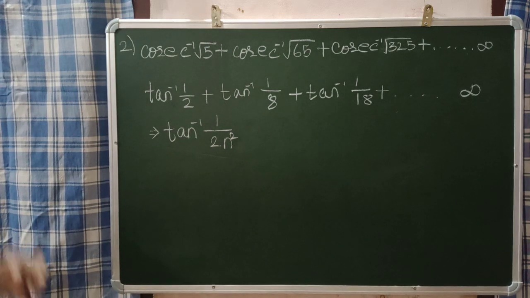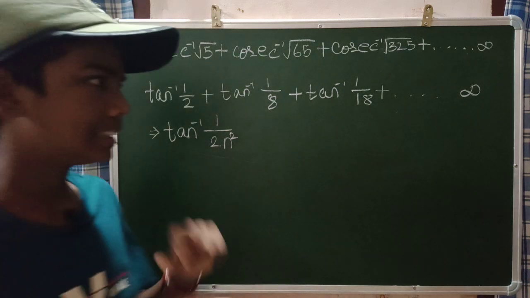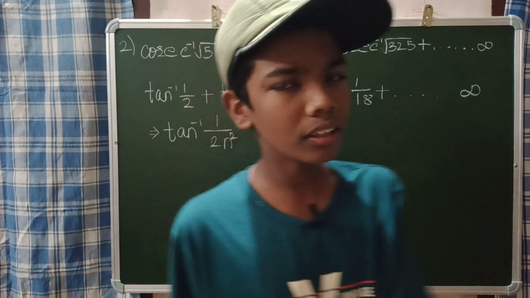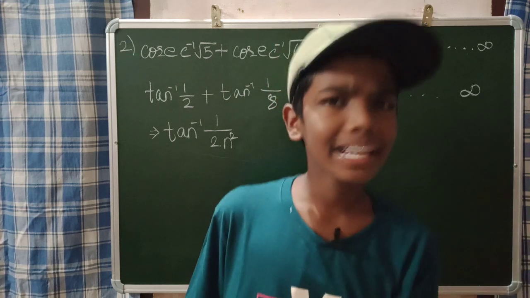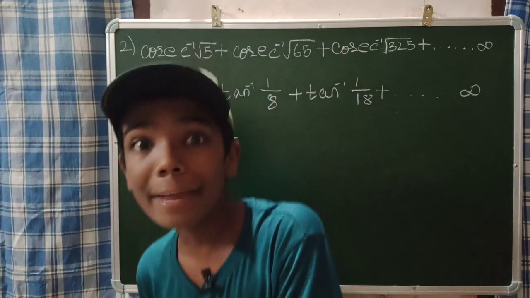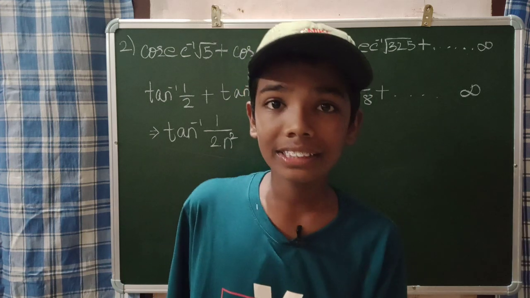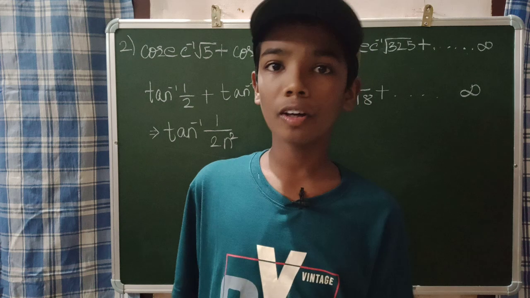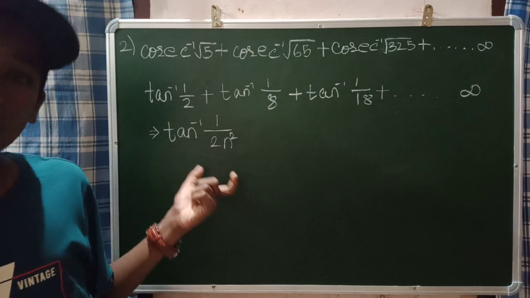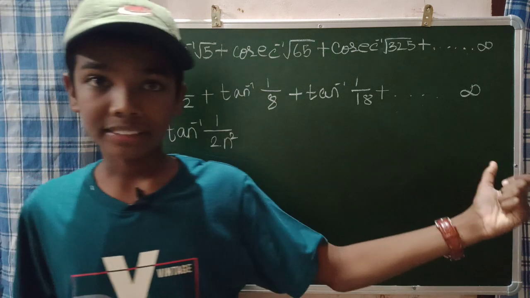Now I know the general term, and they are asking us to find the sum of this infinite series. What would be the next step? The next step is to take the summation of the general term. The sigma notation of the general term will give us the sum of this infinite series.